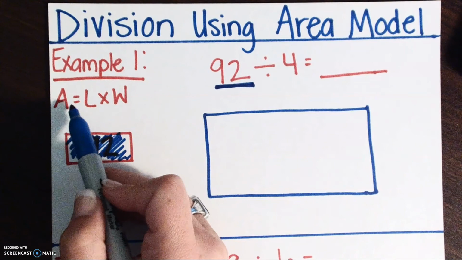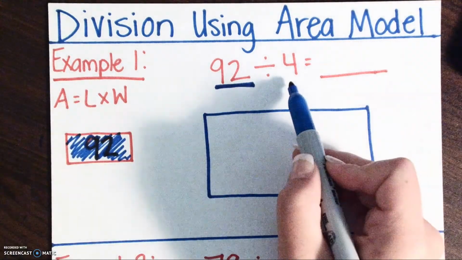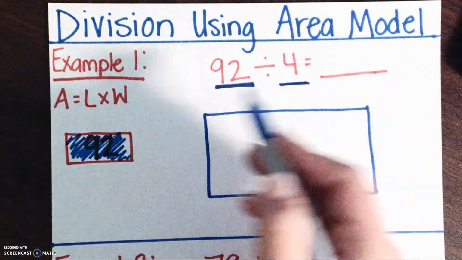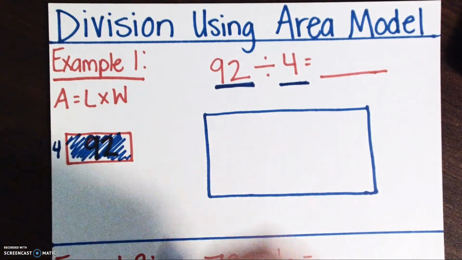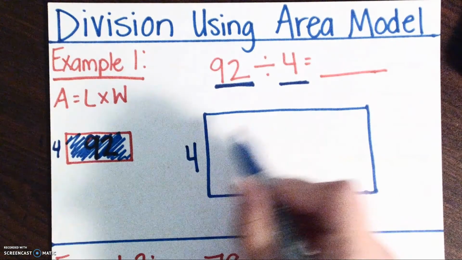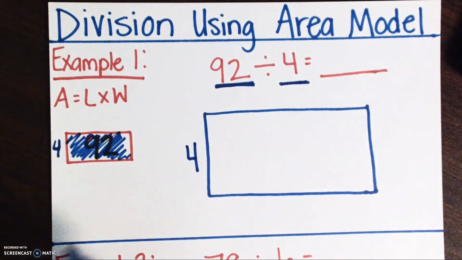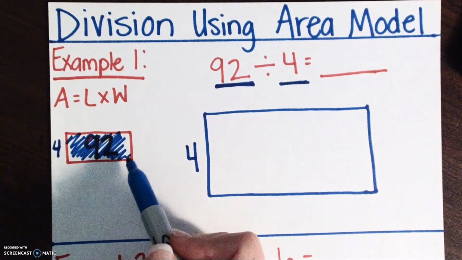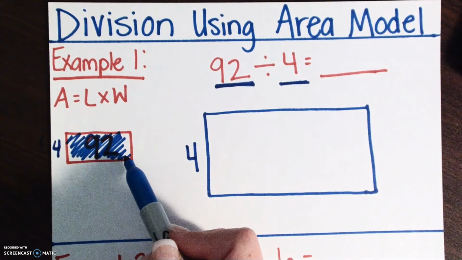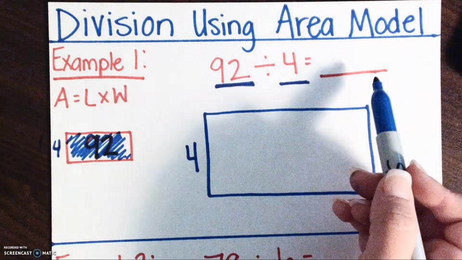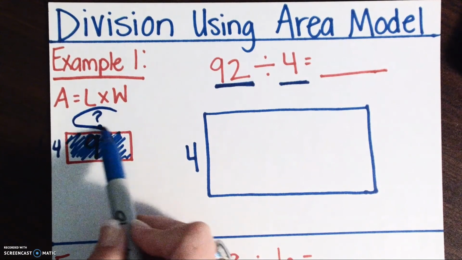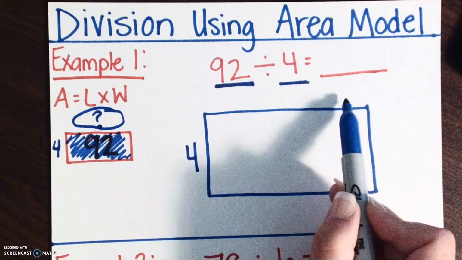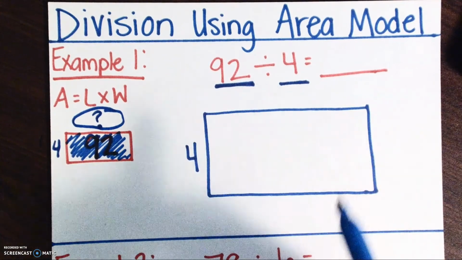We know the area equals the length times the width. Well, we have one side of our box, which is going to be 4. So it's like having the 4 over here on the outside. I'm going to put a 4 here on the outside of my box. And knowing that the area should equal 92, it's like we already have our answer, kind of, if this was multiplying. But it's the opposite, it's division, so we're trying to find the length of this side. So we want to figure out what goes on the top of this box.